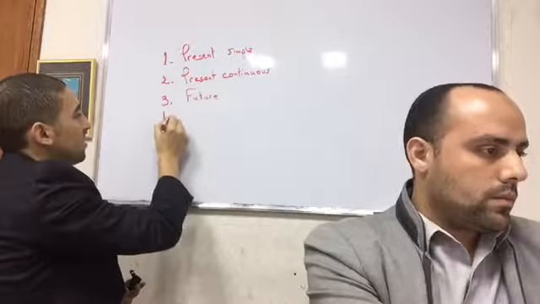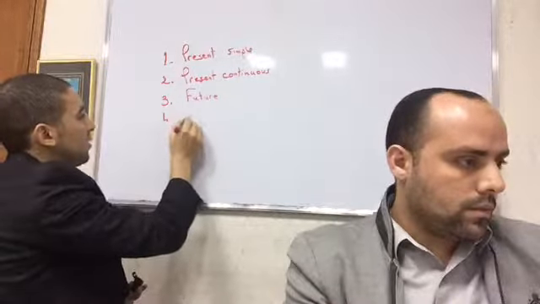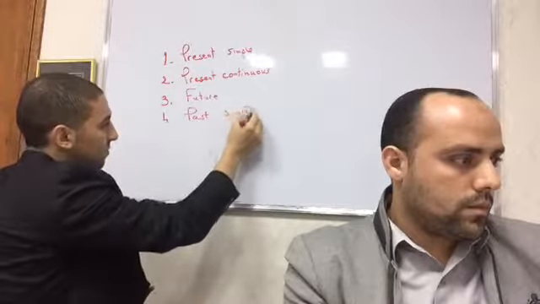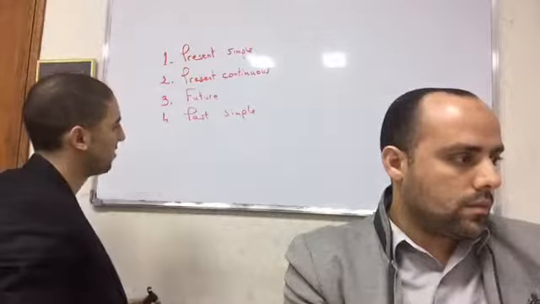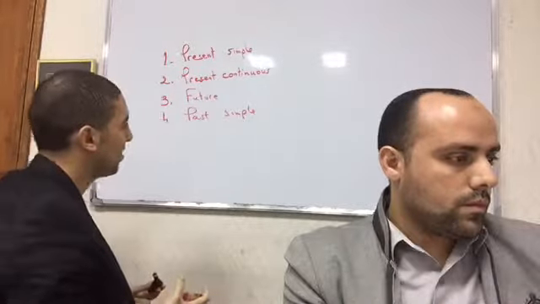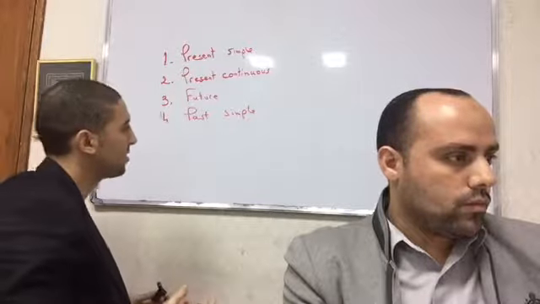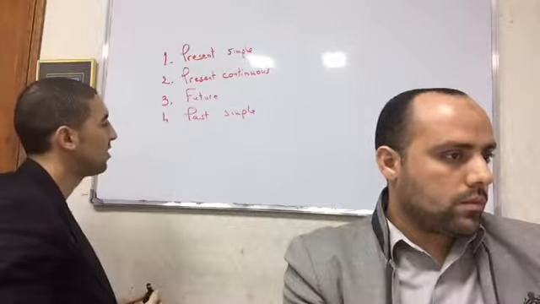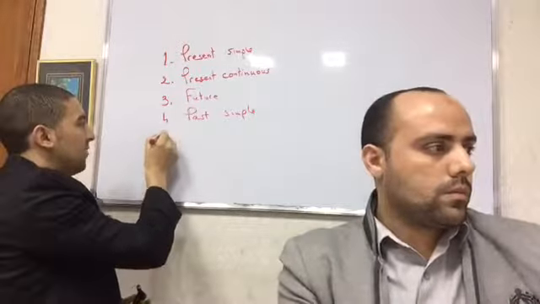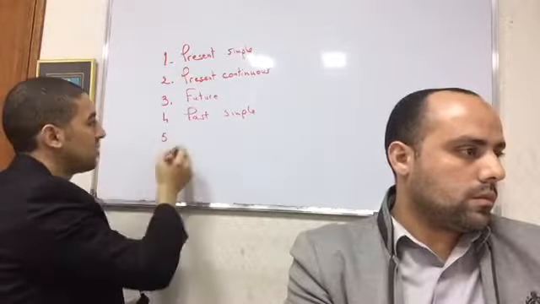The fourth tense was the past. Now we move to the past simple, and we said that we have two kinds of verbs. We have regular verbs to which we add -ed in the past, and irregular verbs that change their form, and they have to be remembered.